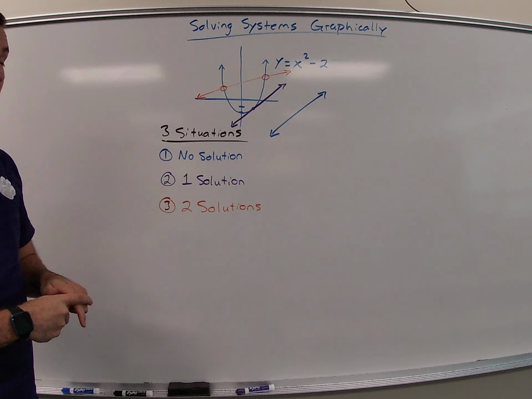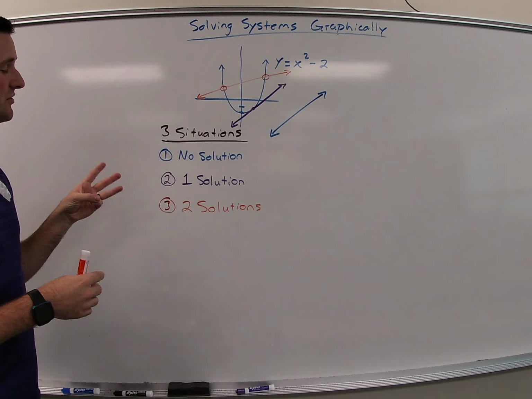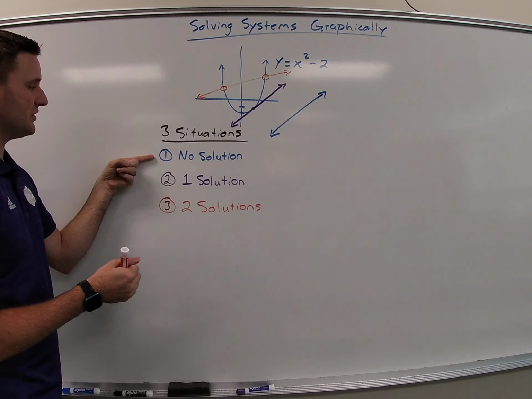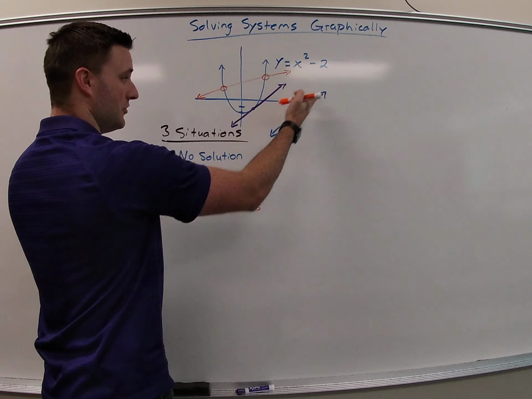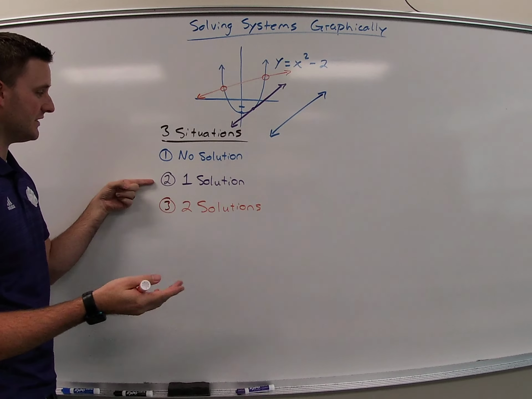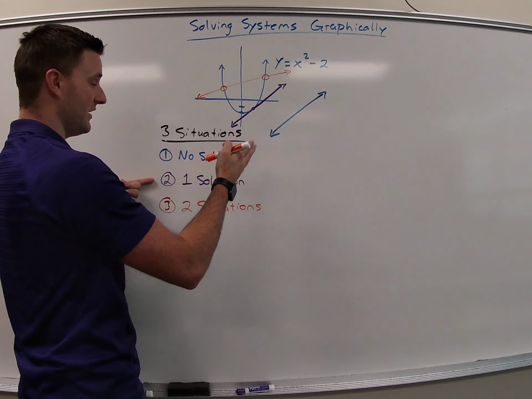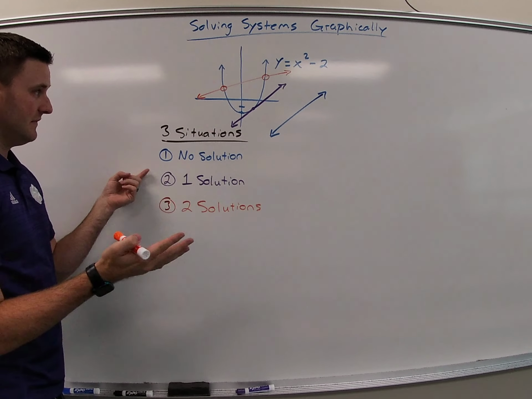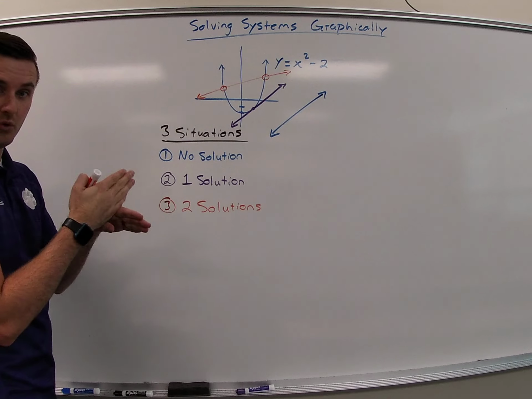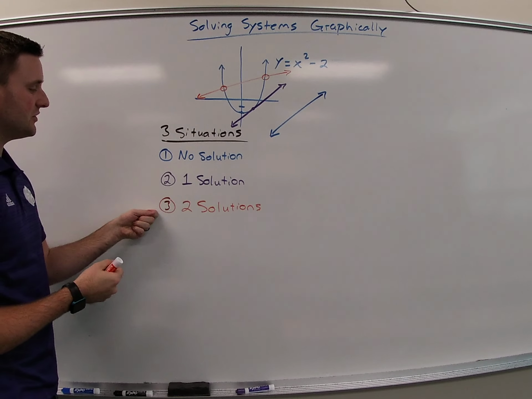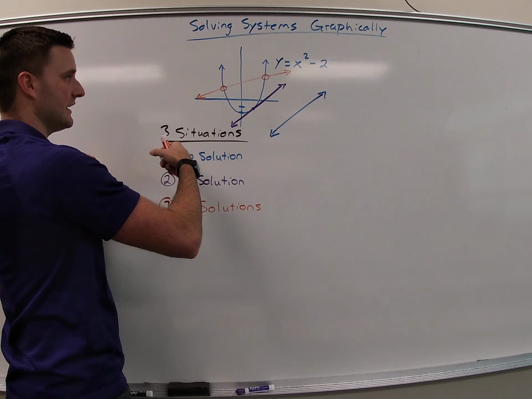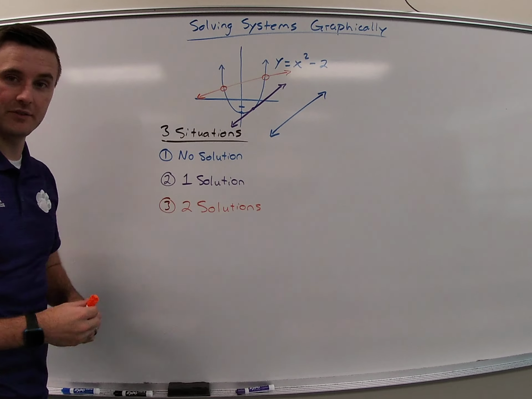So really this isn't that bad because you have three situations. The first situation where we have no solution, and that means they don't cross at all. A second situation where you have one solution, and that's where I graph both the quadratic and the line, and they only cross or touch at 1 point, and 1 point only. And then the third situation where you have two solutions, where I graph the line and the quadratic, and they cross at two different points.